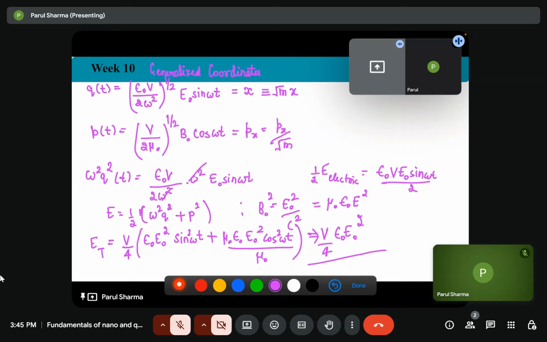So now, just like we saw in high school that we can represent the SHM on the phasor diagram, similarly, we can also represent the electromagnetic wave in terms of a phasor diagram.